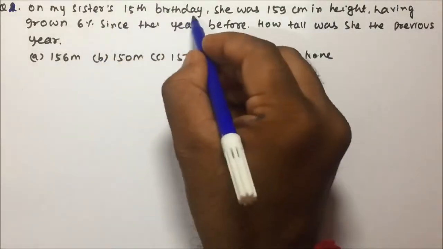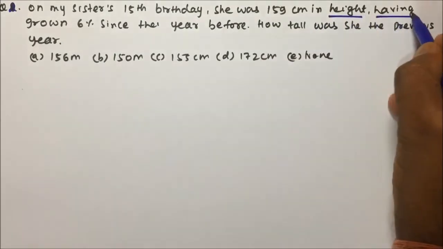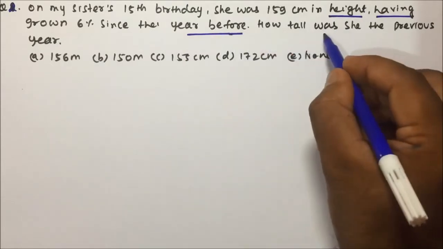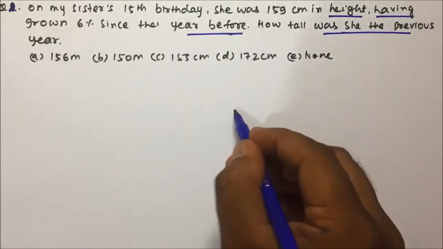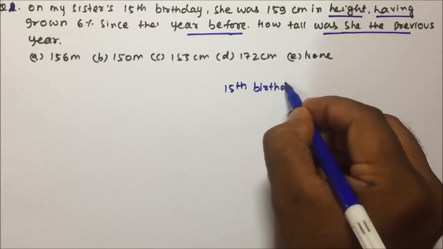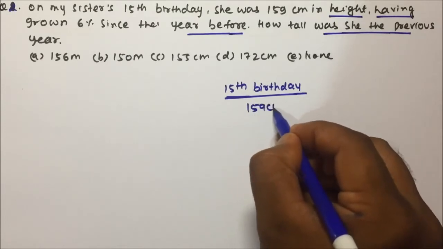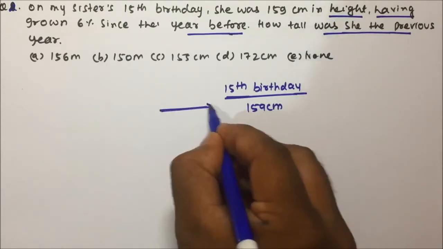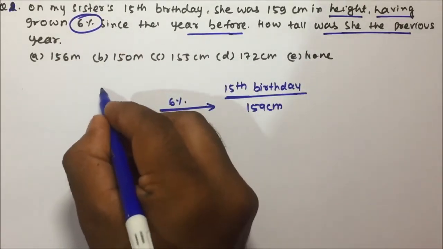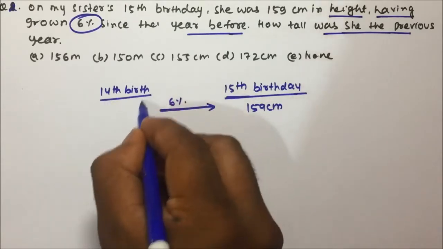On my sister's 15th birthday, she was 159 centimeter in height, having grown 6% since the year before. How tall was she the previous year? So on her 15th birthday she was 159 centimeter in height, and from the previous year she has grown by 6%. So you have to tell in the 14th birthday what was her height.